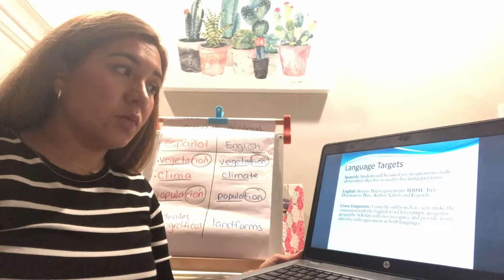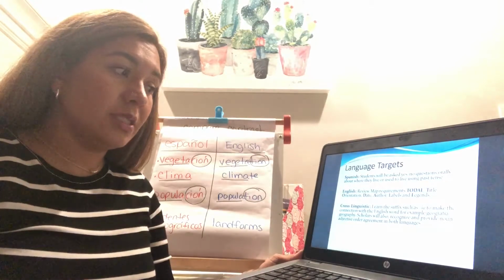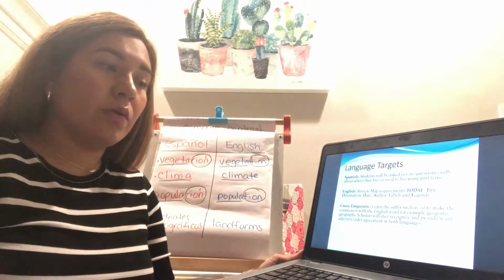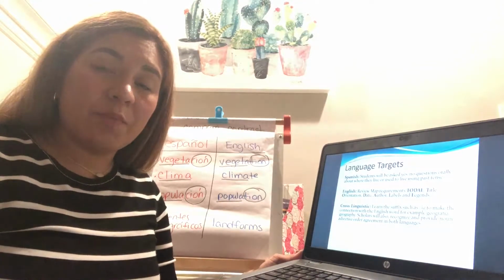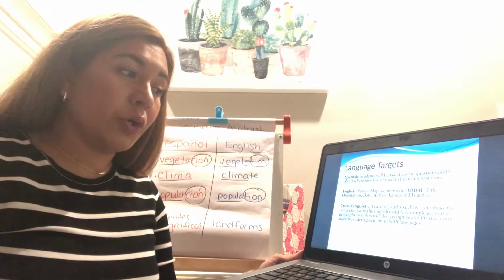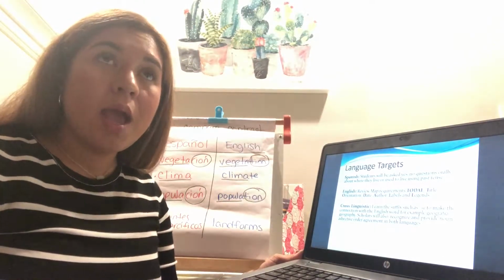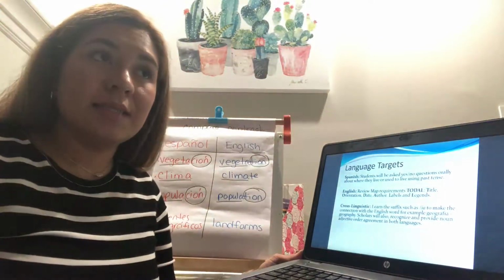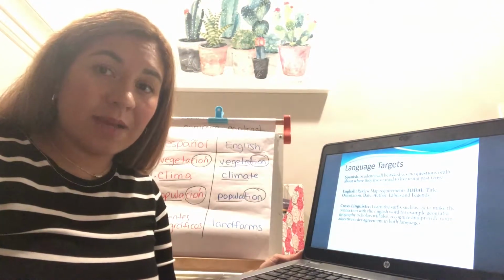For the cross-linguistic target, students will learn the suffix of words to make that connection with the English word. For example, geografía and geography, as well as recognizing and providing noun, adjective, order agreement in both languages. Because a lot of times students tend to transfer the same rule from one language to the other, and they need to understand that it doesn't always work the same way.